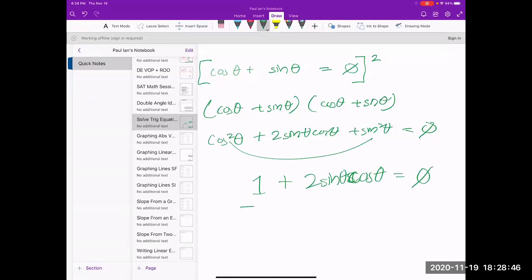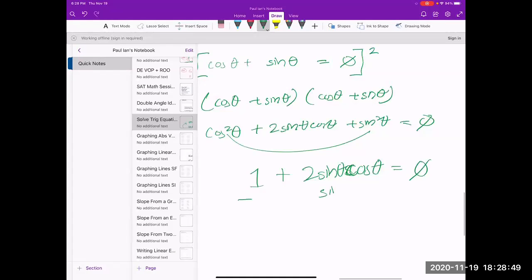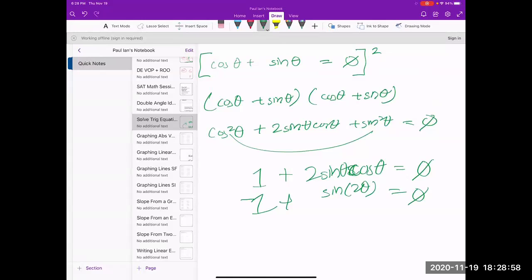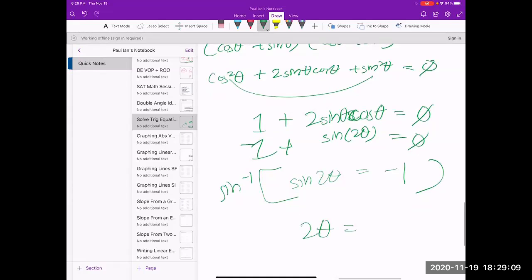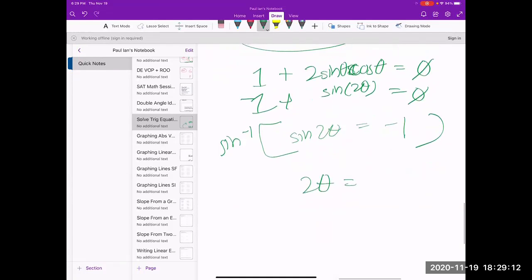So when you do that, this one is just sine 2 theta equals 0. So that's going to be, let's see, sine 2 theta minus 1. And then sine inverse. So that's 2 theta. When is it negative 1? So this one, sine inverse negative 1. Let's just go back to arc sine of negative 1.